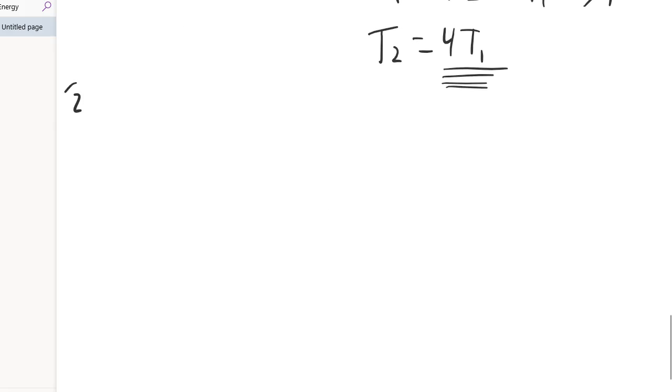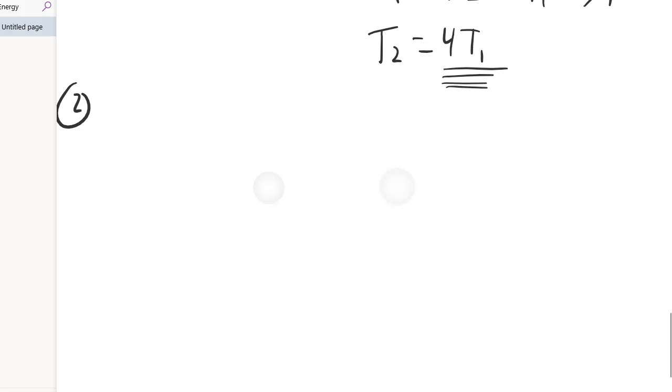Let's look at 2. If the absolute temperature of 1 liter of gas decreases by a factor of 2, what will be the new volume? Now this is a confusing problem for somebody that's in middle school, but let's try and figure it out. Let's say the absolute temperature of 1 liter of gas decreases by a factor of 2.